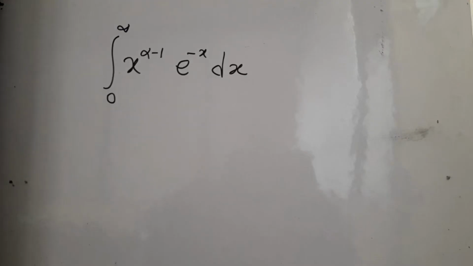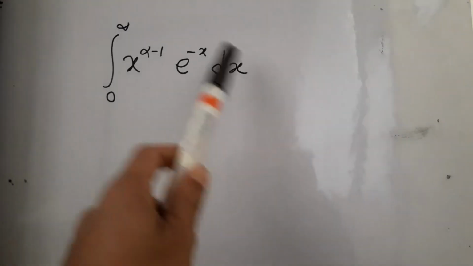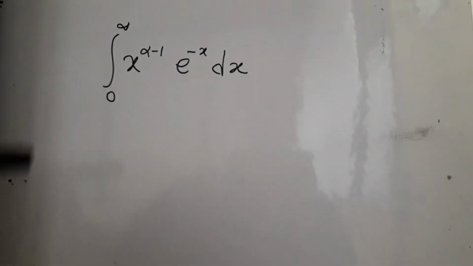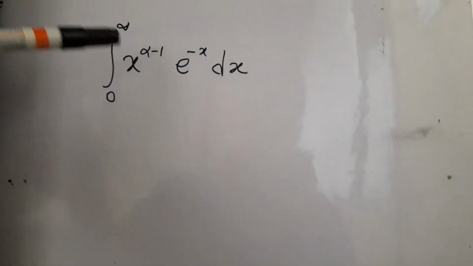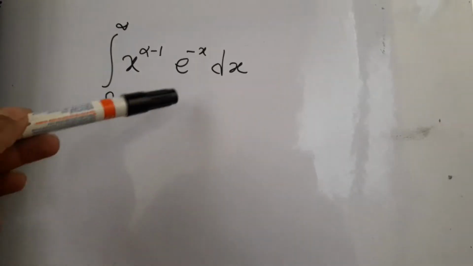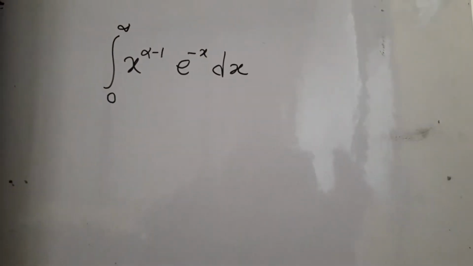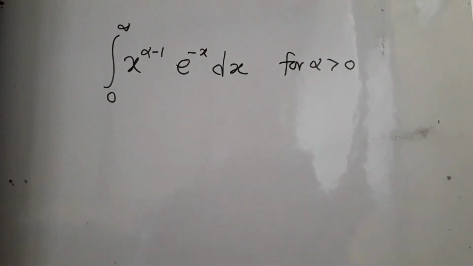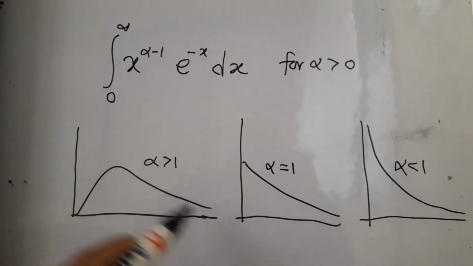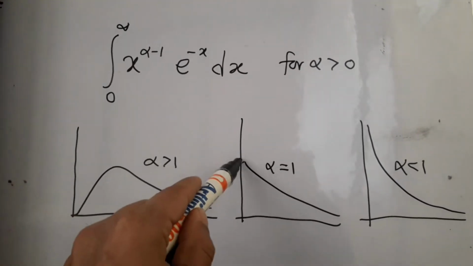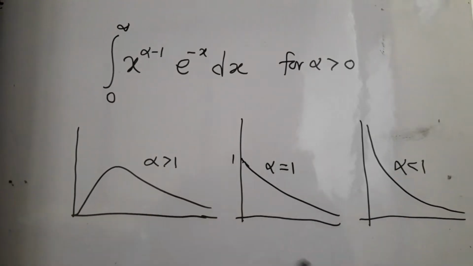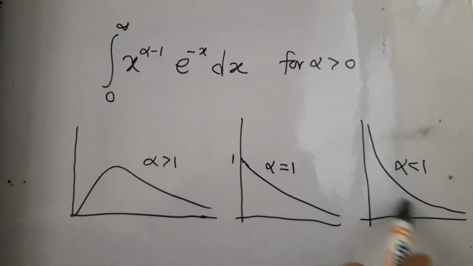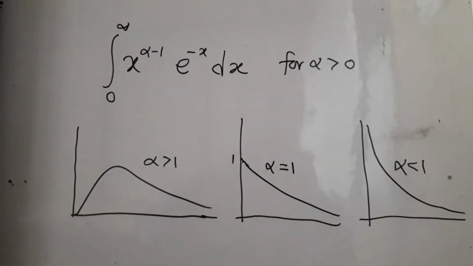In what is going to follow, we shall repeatedly need this particular improper integral from 0 to infinity of x to the power alpha minus 1 e to the power minus x dx, where alpha is strictly positive. Now let's take a look at the plot of the integrand. If alpha is greater than 1, it behaves like this. If alpha is equal to 1, then it behaves like this. And if alpha is less than 1, there is improperness at both the ends.